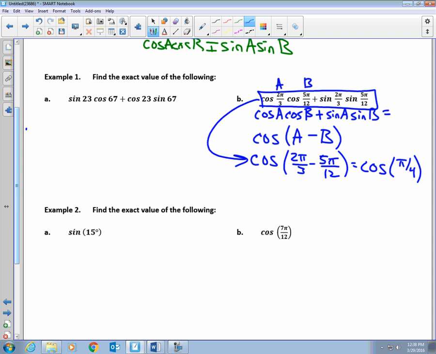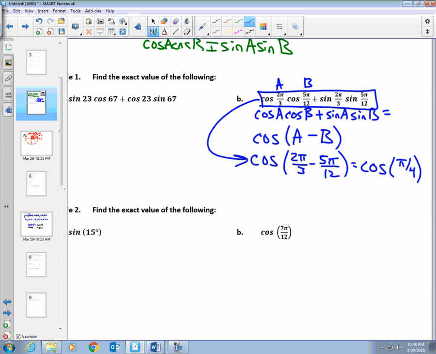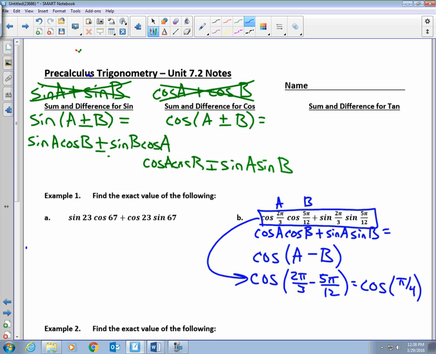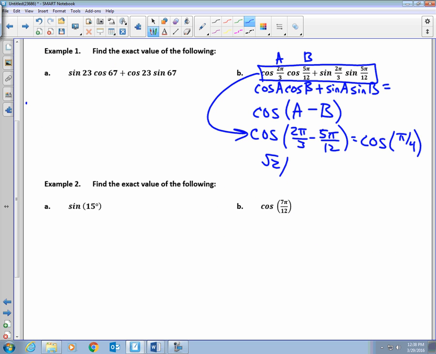Pi over 4 is how many degrees? 45. What is the terminal point for 45, 45, 90? Is cosine the x value or the y value? Cosine is the x value. So the exact value is root of 2 over 2. Again, if you write 0.7071, I give you 0 points. This, 3 points.